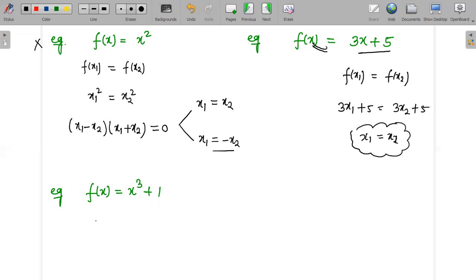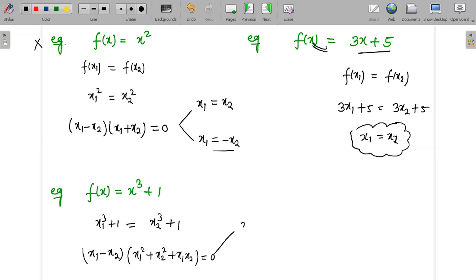If I use the same technique there, then I'll get this relation: x1 to the power 3 plus 1 is equal to x2 to the power 3 plus 1. Once I cancel out the 1, I have this relation: along with x1 minus x2, we have x1 square plus x2 square plus x1 x2 equals 0. Again, I'm getting two relations.